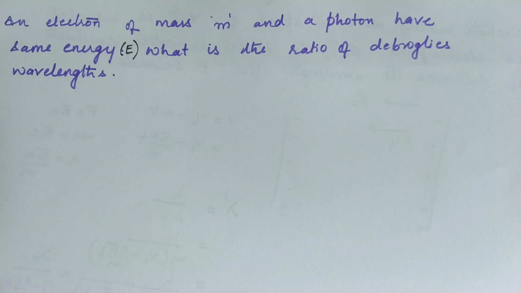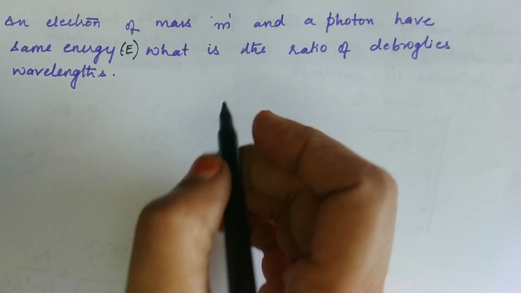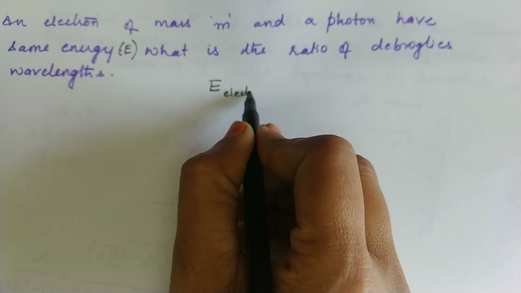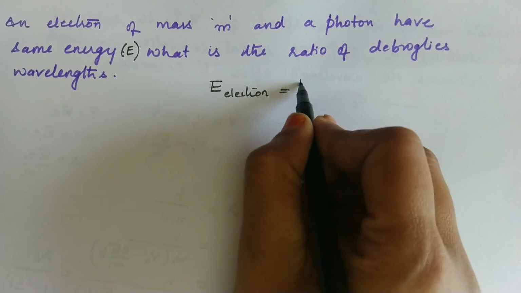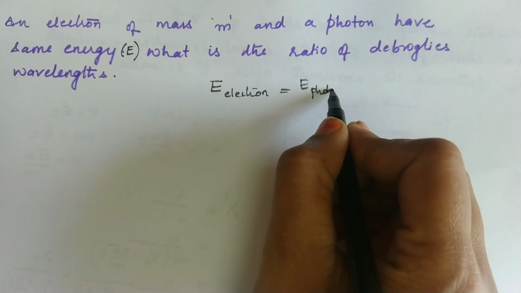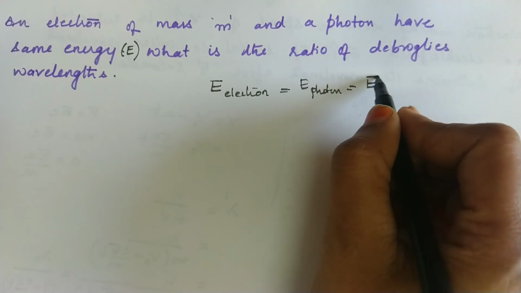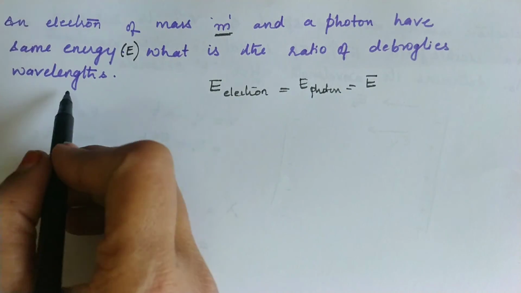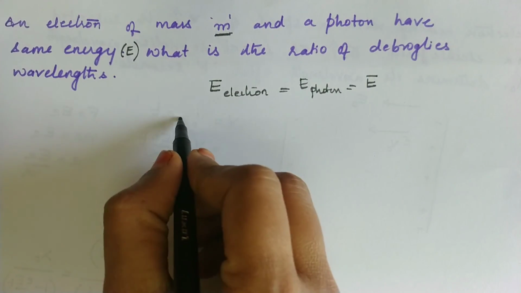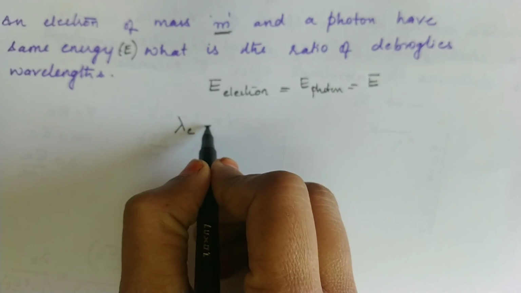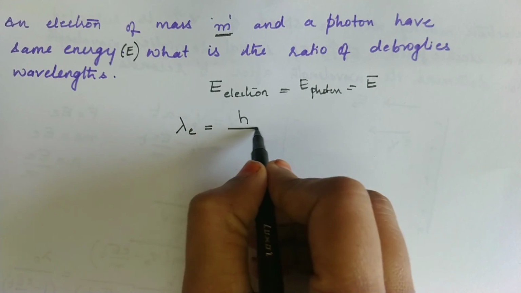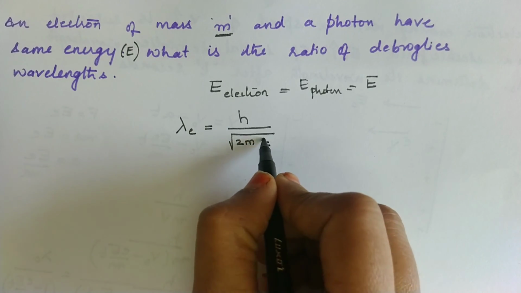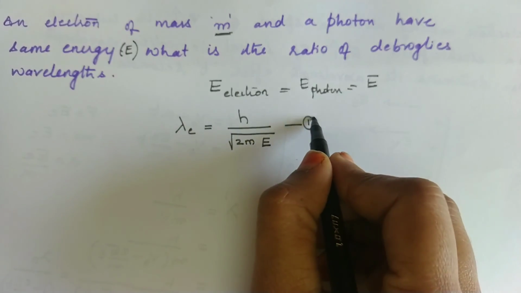Now an electron of mass m and a photon have the same energy. We know the energy of the electron is equal to the energy of the photon, which is taken as capital E. Then if the mass of the electron is given in the question, what is the ratio of their de Broglie wavelengths? First I will write the de Broglie wavelength of the electron in terms of kinetic energy. It's h by under root 2m into capital E. Call this equation 1.